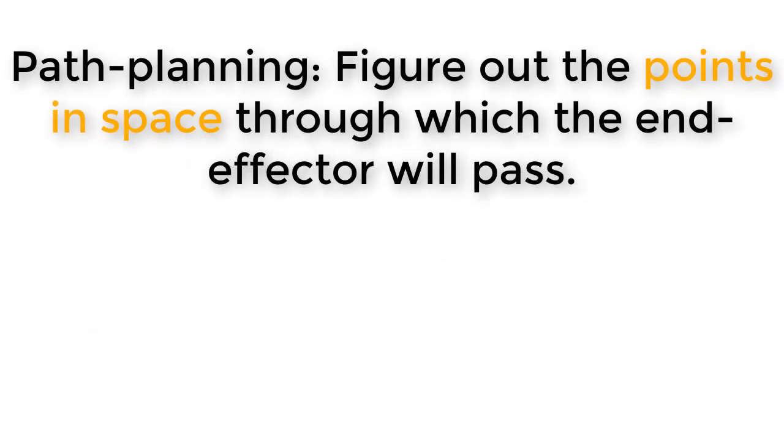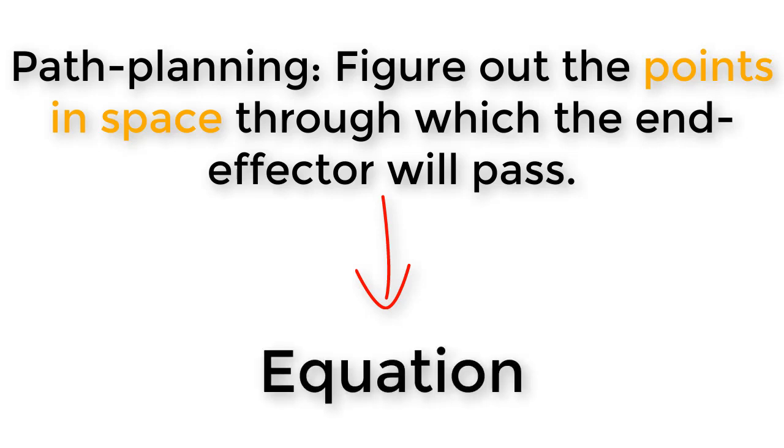Path planning is the step where we figure out where in space we want the end effector to go between 2 points. We call this the path. We might define this path as a bunch of points in the order that we want the end effector to reach them, or more commonly, we might define the path as an equation.